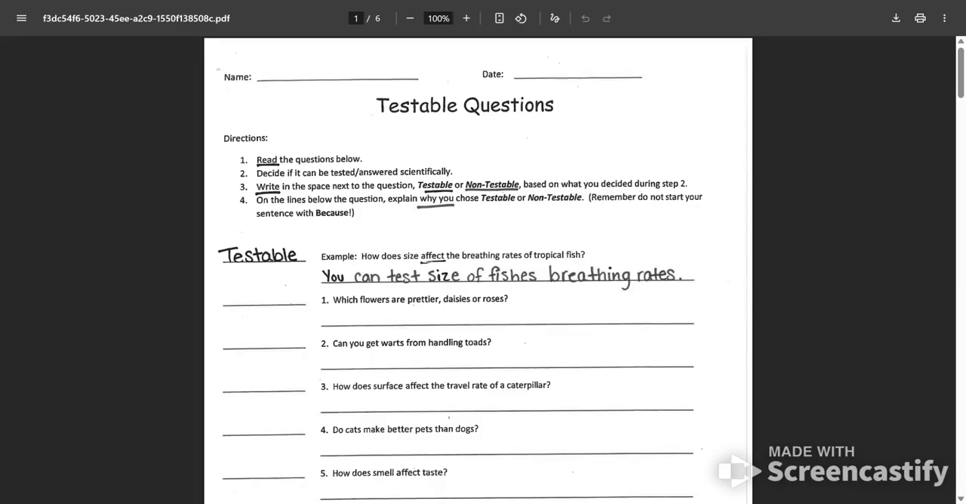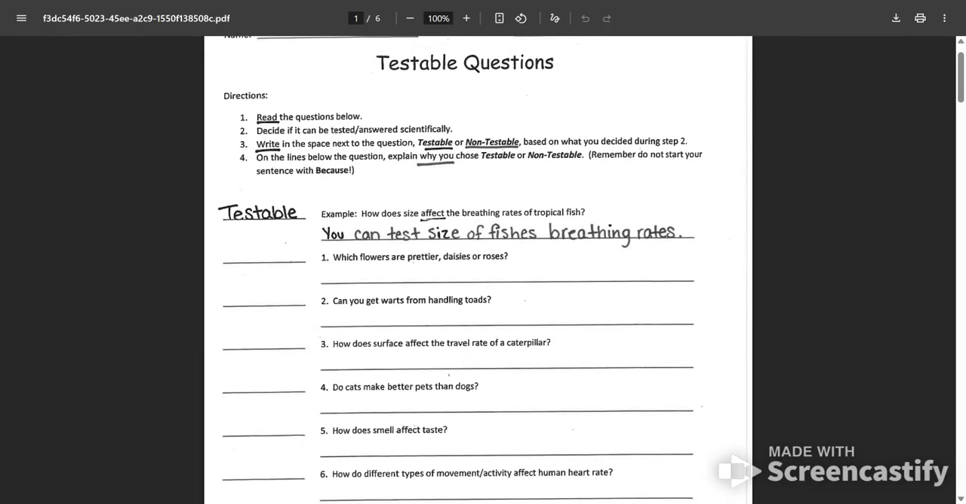Remember yesterday we talked about the scientific method and all the steps. We have testable questions, predictions, procedure, collecting data, graphing your data, and then your conclusion or your CER. So first you're going to start with your testable questions.